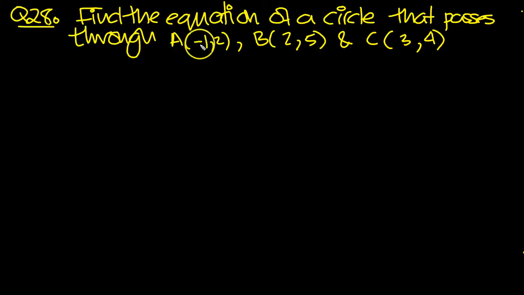Find the equation of a circle that passes through these 3 points then. So if we find the midpoint of AB first of all, and then we can do the midpoint of AC. So let's do that first then. The midpoint of AB.